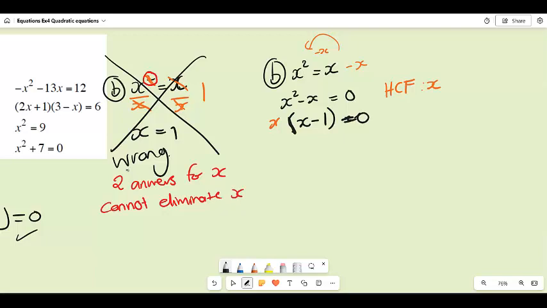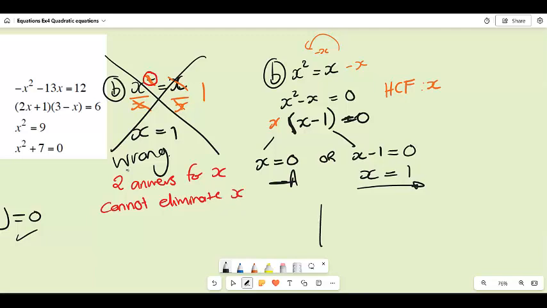So now I've got 2 items with x's multiplied by each other equals 0. So I can do my 2 branches and I can say x equals 0 or x minus 1 equals 0, which means that my first answer is x is 0 and my second answer is going to be x equals positive 1.